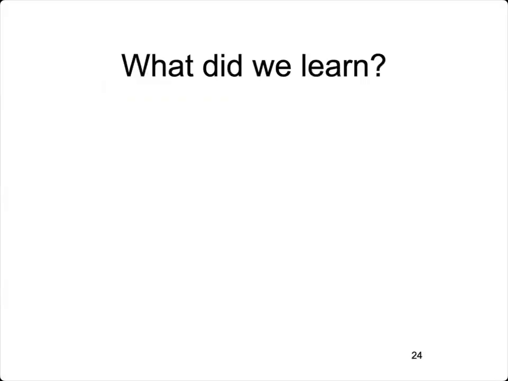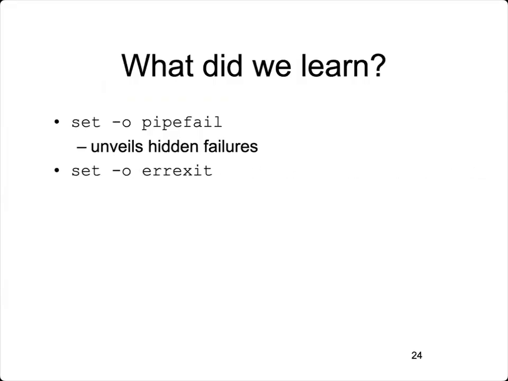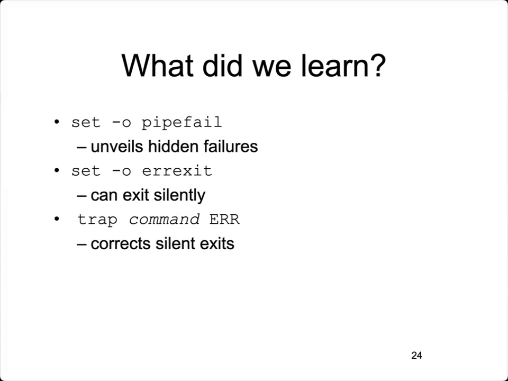Okay, let's keep going. So what did we learn? That set -o pipefail will unveil hidden failures. The -o errexit can exit silently, right? It can just terminate the script without any error messages. But the trap ERR command can catch those silent error exits. And the LINENO variable is a built-in variable to bash that enhances error reporting for us, so we can report lines that failed.